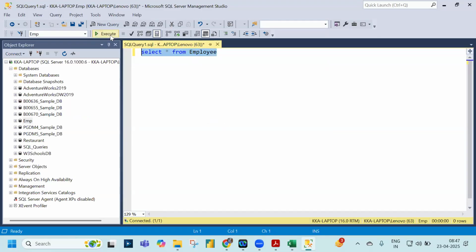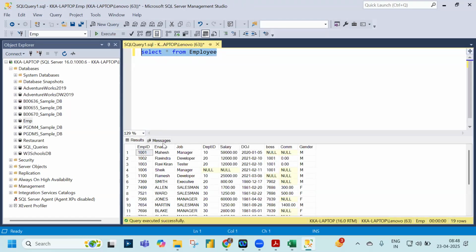A simple query. I just want to get all the columns from the employee table. What all columns are there? These many columns are there. So one should have SQL skill, because I'll show you why it is needed. I want to get employee ID, employee name, department ID, department name, and salary.